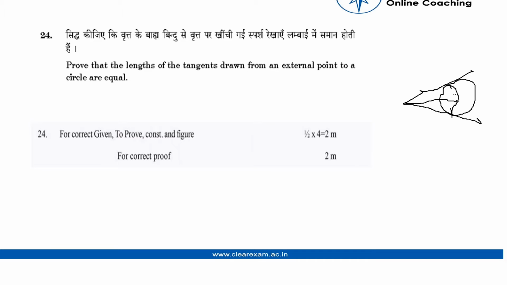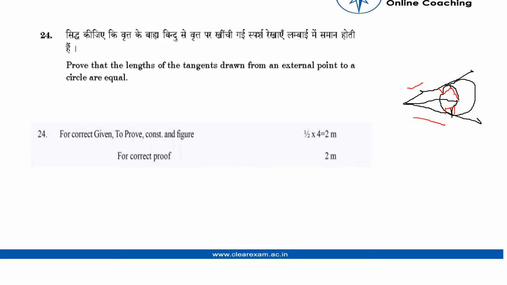So the question is to prove that the lengths of the tangents drawn from an external point of a circle are equal. See, according to this figure, let's consider this point to be the external point of the circle and two tangents are drawn from here. These tangents form 90 degrees with the circle. This means these both are 90 degrees. And these sides are the radius of the circle, so these are also equal.